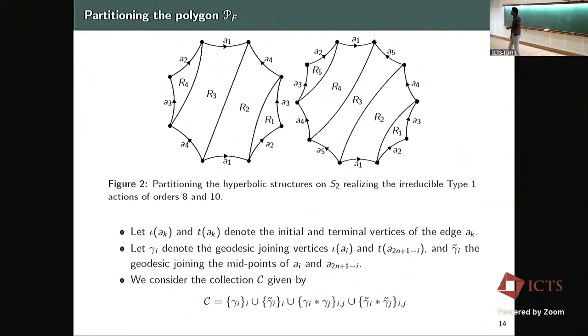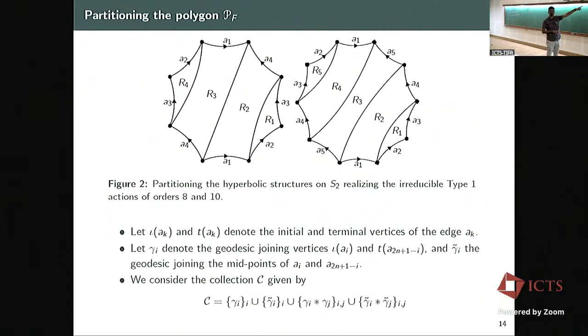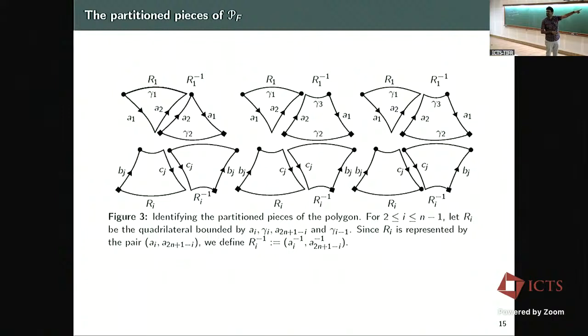We will need those geodesics joining the midpoints of certain sides also. So we broke the polygon this way. And as you can see, if you break it apart, these are the kind of pieces that you will normally get. Then what you want to do, once you break them apart, is put them back together in a certain way.